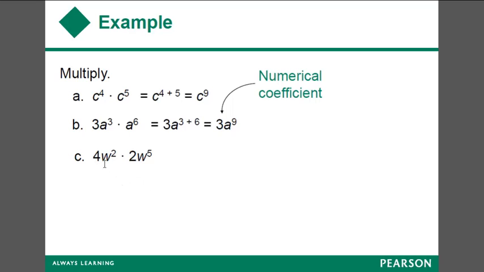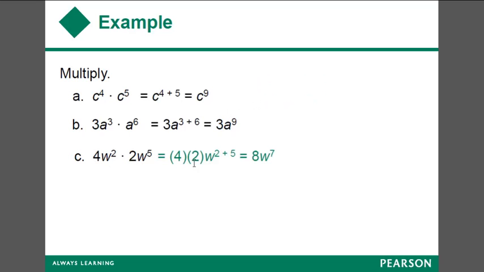On C, I have 4 times w squared times 2 times w to the fifth. My bases for my exponents are the same, so I can multiply my coefficients, 4 times 2, and then I'll add the exponents for my variables, 2 plus 5. 4 times 2 is 8. 2 plus 5 is 7, so I get 8 times w to the seventh.